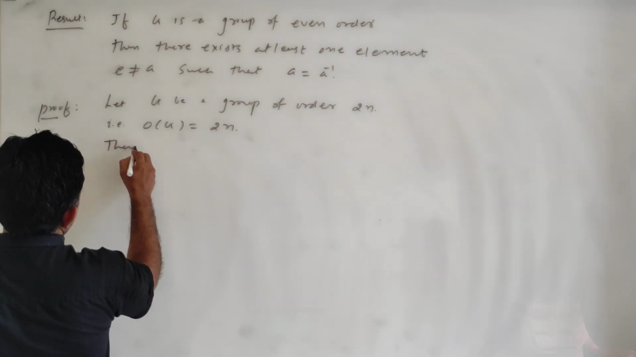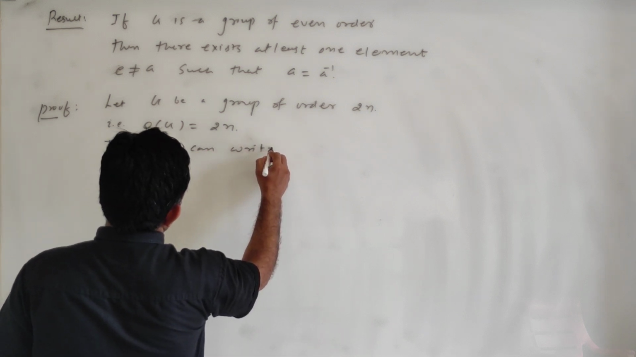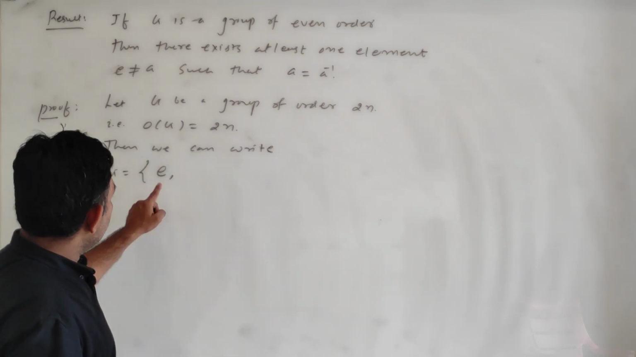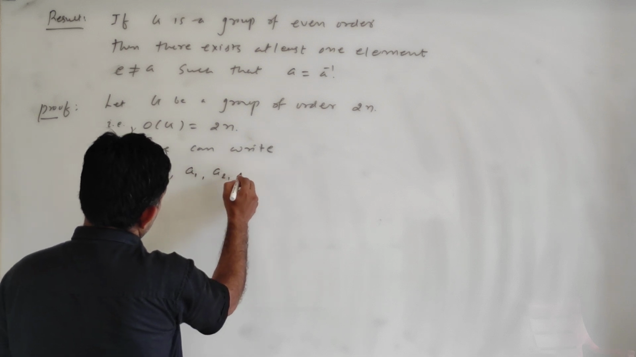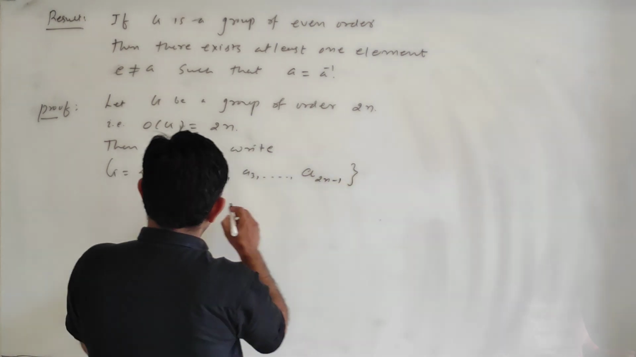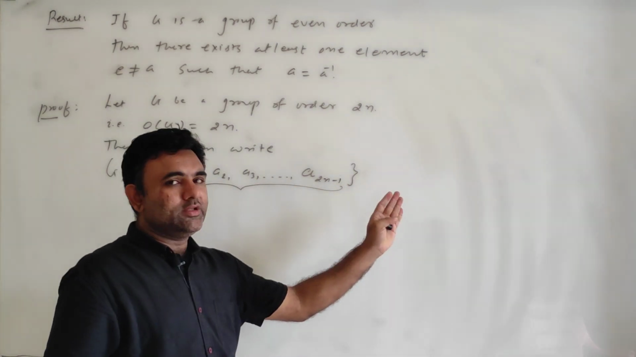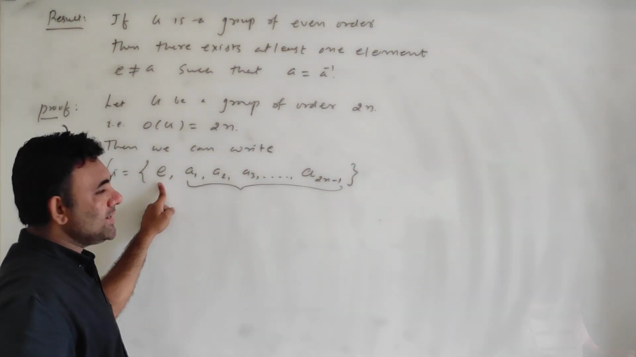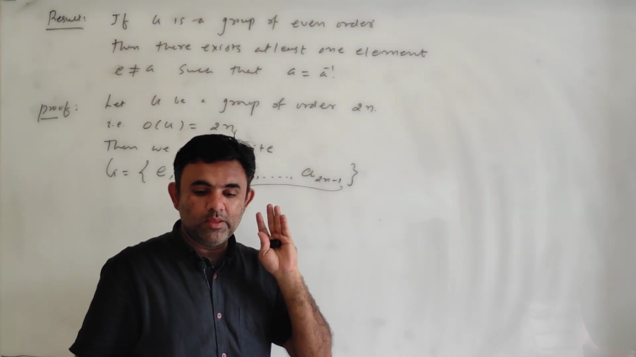So then we can write G as: one element is identity, let me denote that element by E. Then the next elements are A1, A2, A3 and so on up to A(2n minus 1). These are 2n minus 1 elements and this is one element, so all together I get 2n elements. Among these 2n elements, E is identity and these are non-identity elements. I hope this is clear.